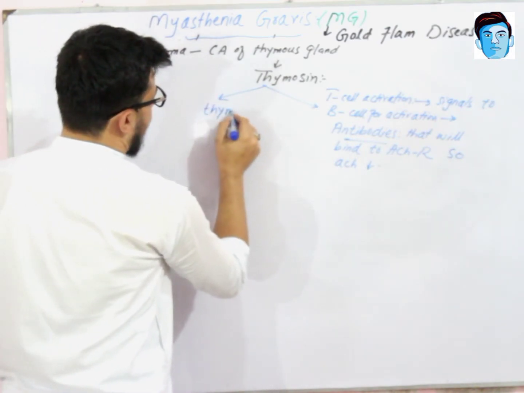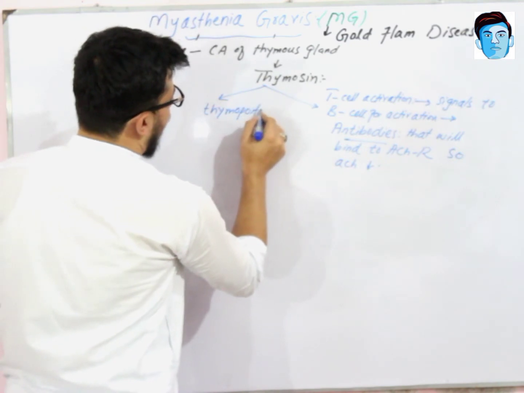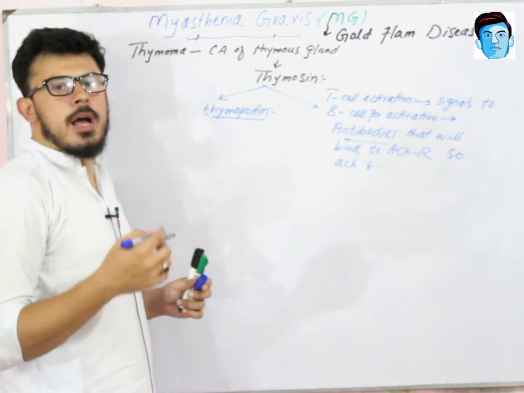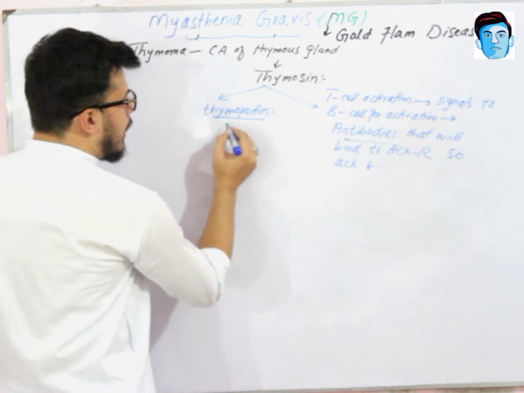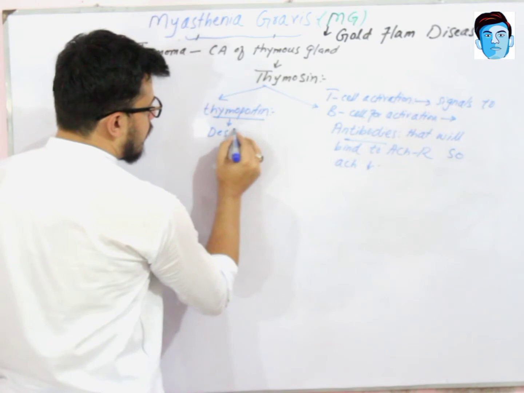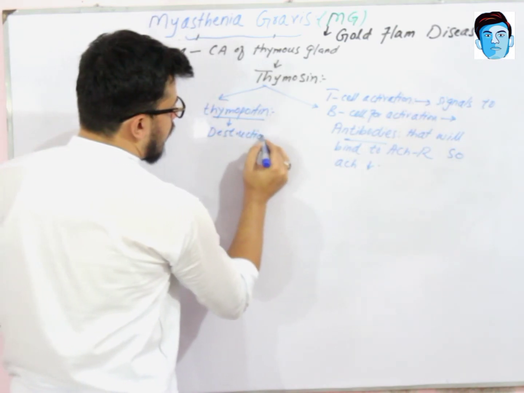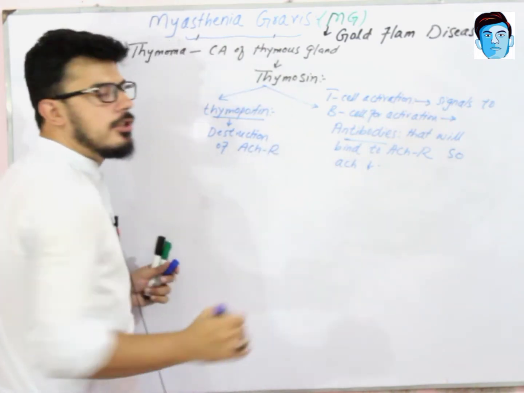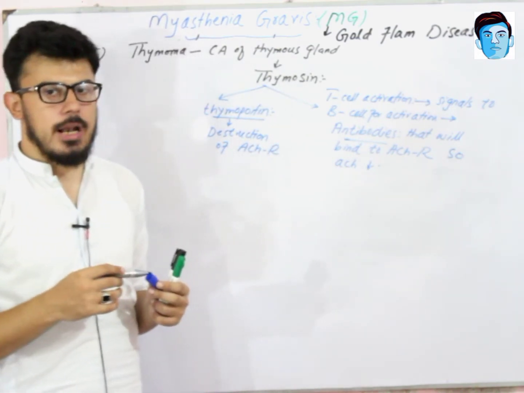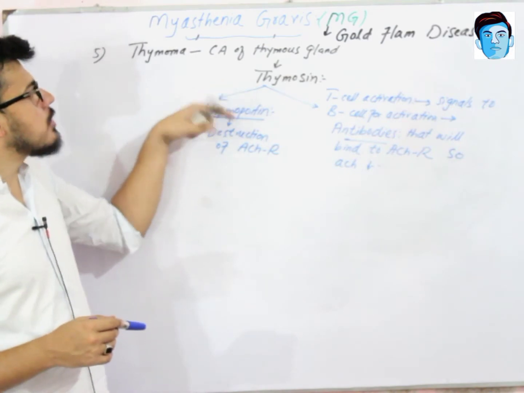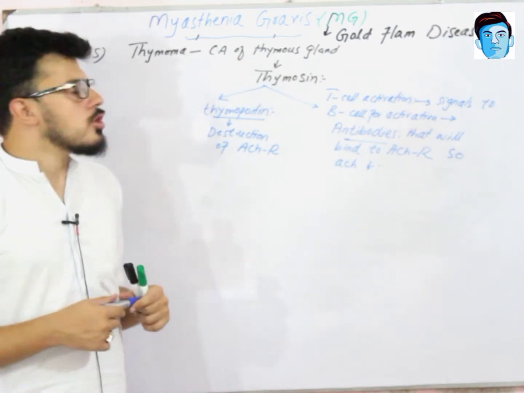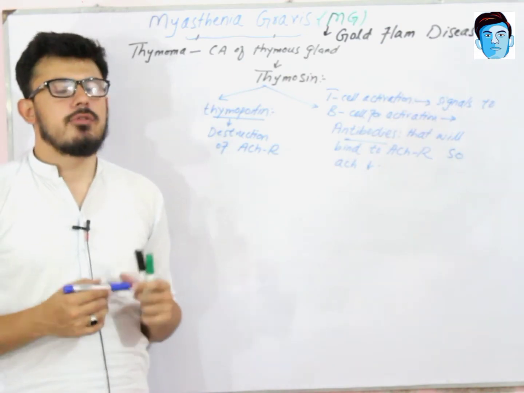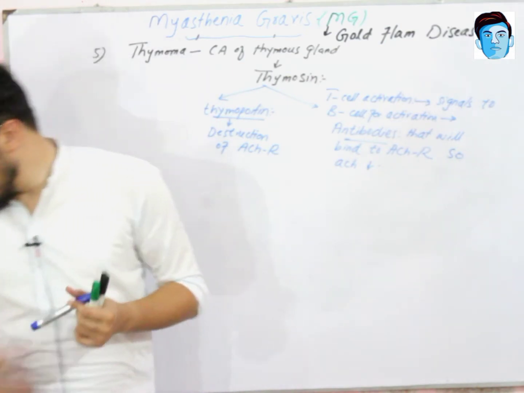Secondly, the thymus produces a specific protein called thymopoietin. The major function of thymopoietin is acetylcholine receptor destruction. It destroys the acetylcholine receptor, so ultimately there will be a decreased acetylcholine level. This is how thymosin causes myasthenia gravis. Now let's move toward the clinical presentation of a patient suffering from myasthenia gravis.